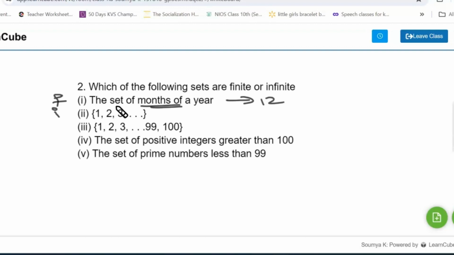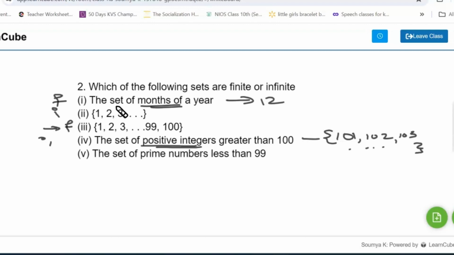Again, the third question says 1, 2, 3. Here you have numbers in between and it ends at 100. That means this set goes on and here you have a limit. So this kind of set is known as a finite set. Next one is the set of positive integers greater than 100. So positive integers greater than 100 means you can see 101, 102, 103, it goes on and it's not told in the set where it ends. So again it is an infinite set. Okay, this is infinite. Let's go to the last question.